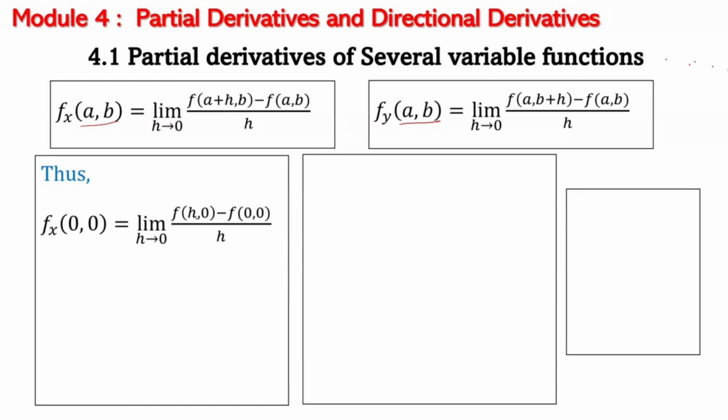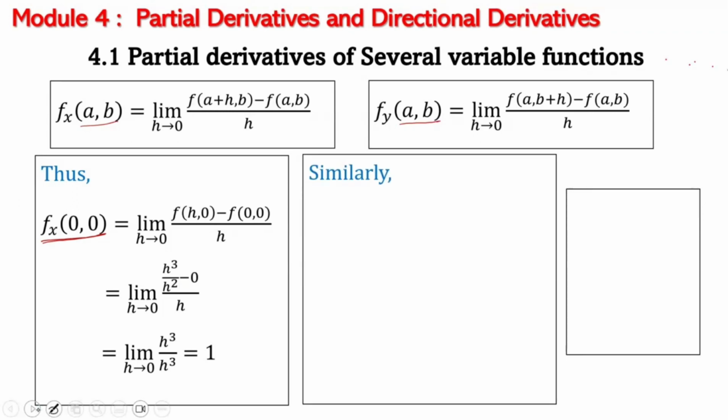So f_x(0,0): f(h, 0) minus f(0,0) over h. If you see the function, this will become h^3 over h^2 minus 0 over h. And then when we simplify it, you will get the value 1. So the partial derivative of f with respect to x at the point (0, 0) is 1.